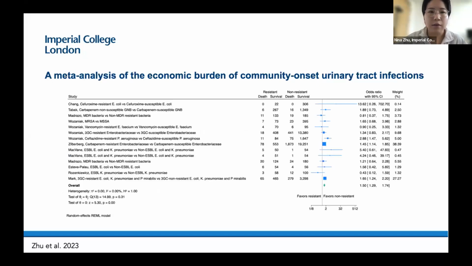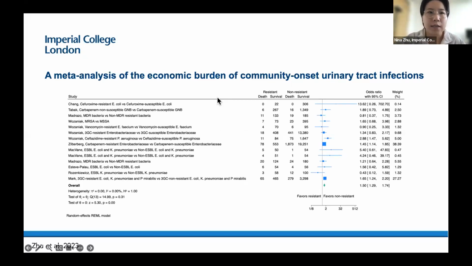So in order to understand that, we first conducted a systematic review and meta-analysis to look at the economic burden of community onset UTI. We didn't want to limit our research to the clinical burden only, but also wanted to understand how much it costs health systems for this UTI patient just because of AMR. And these are the results.